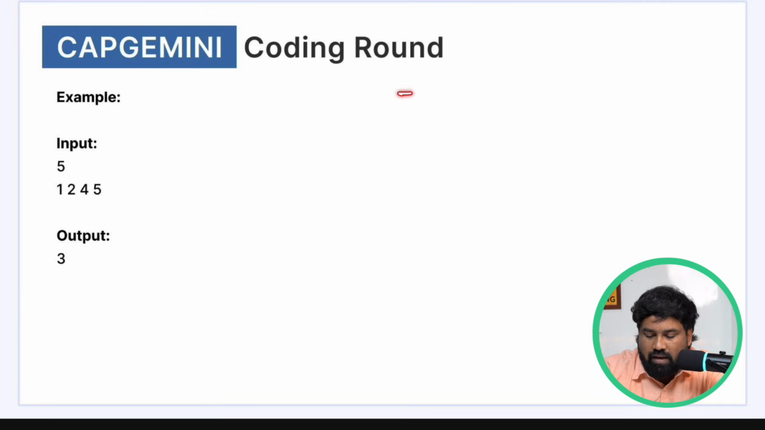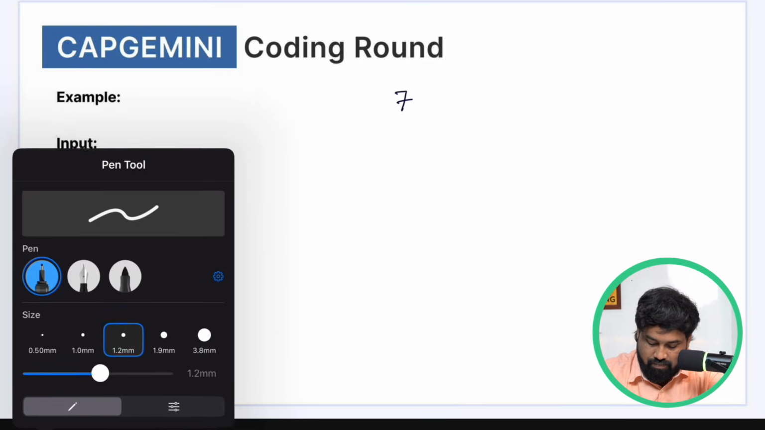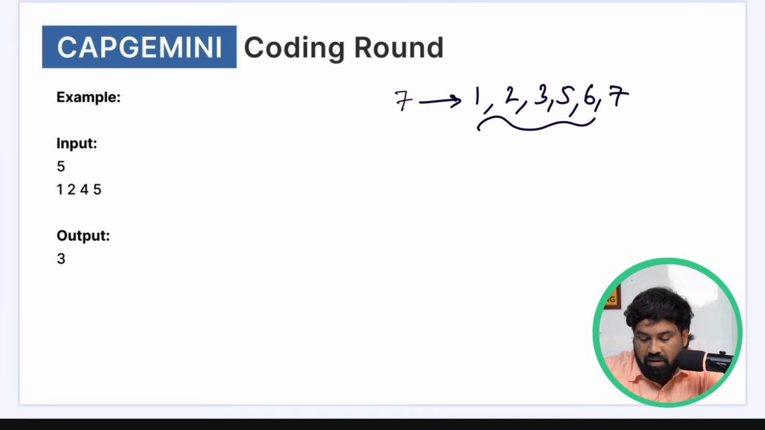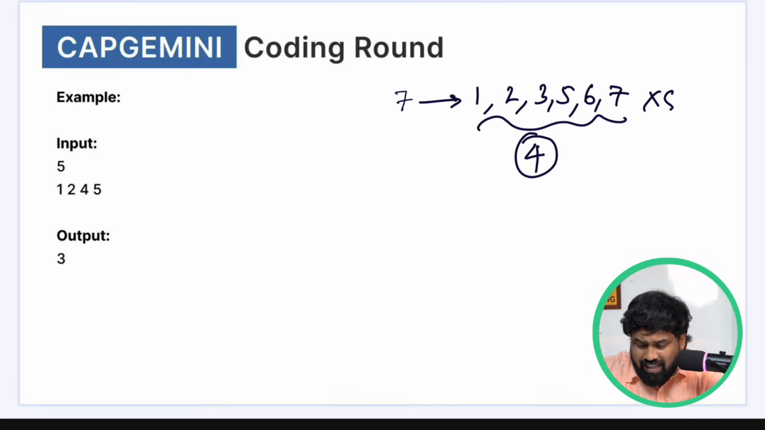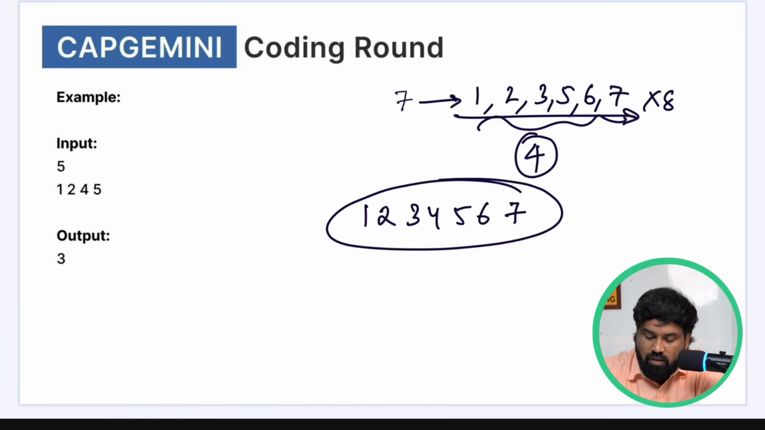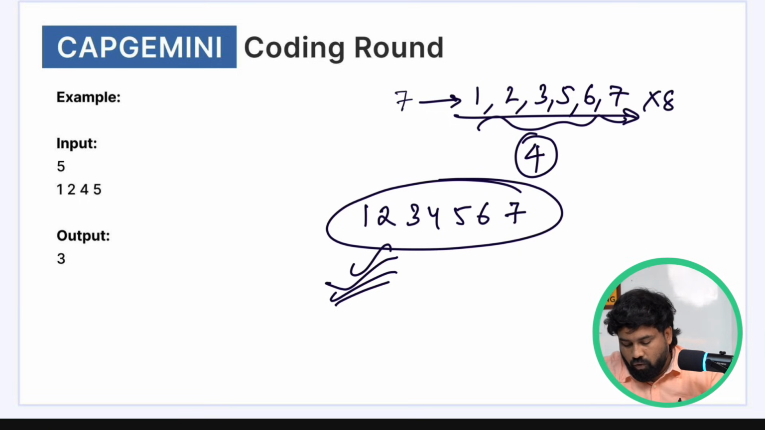For example, if they give 7, and 1, 2, 3, 5, 6, 7 they have given, the missing number is 4. You can't say 8, guys. Okay, the continuous numbers will be there. For example, if they have given 1, 2, 3, 4, 5, 6, then the answer is 7. So this is how you need to design your code. So how can we achieve this?